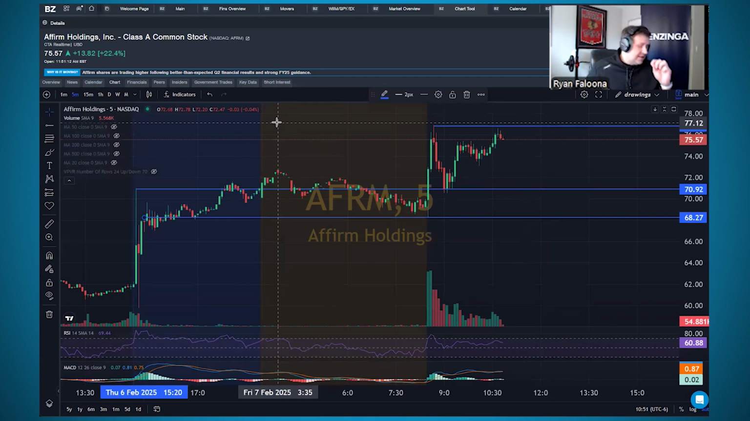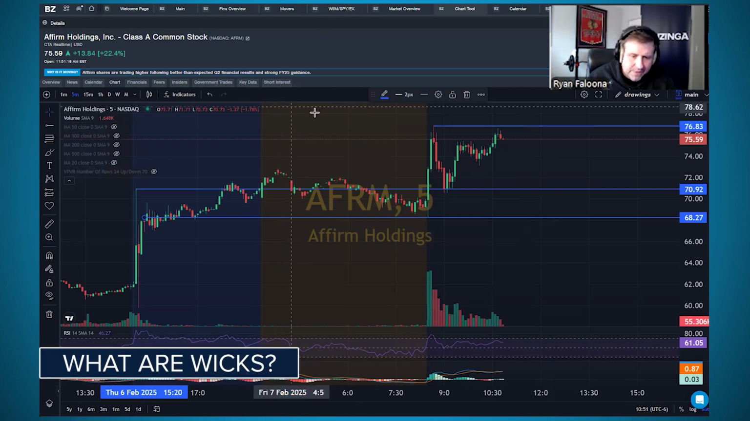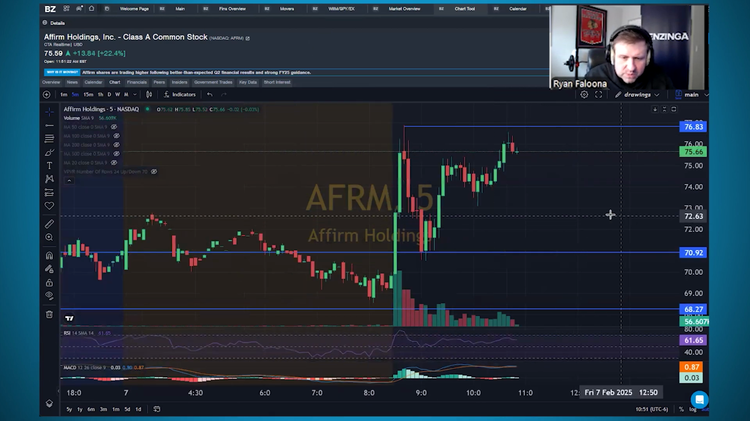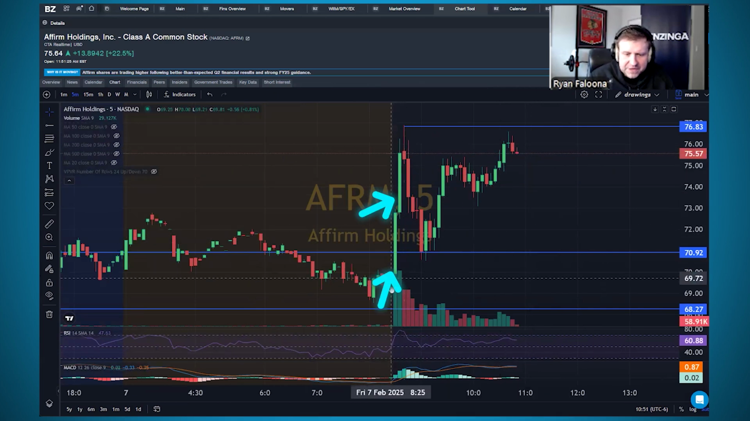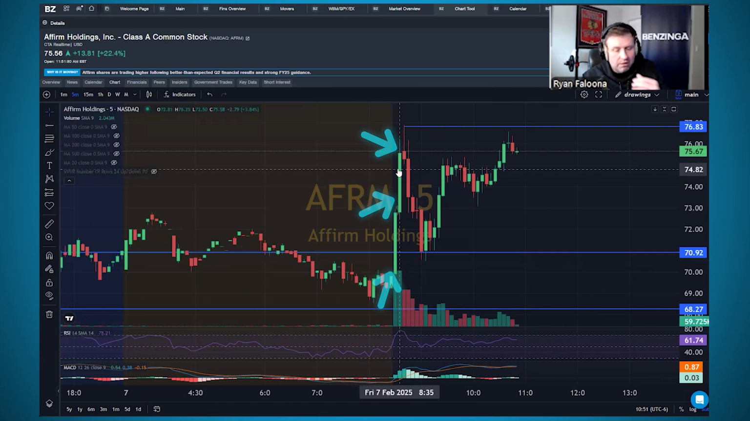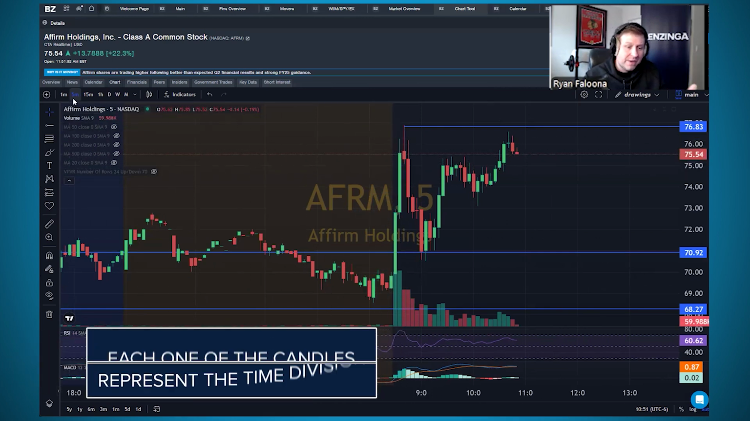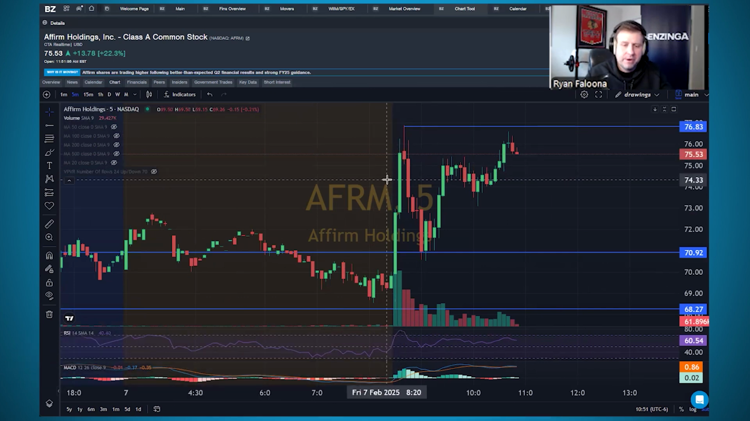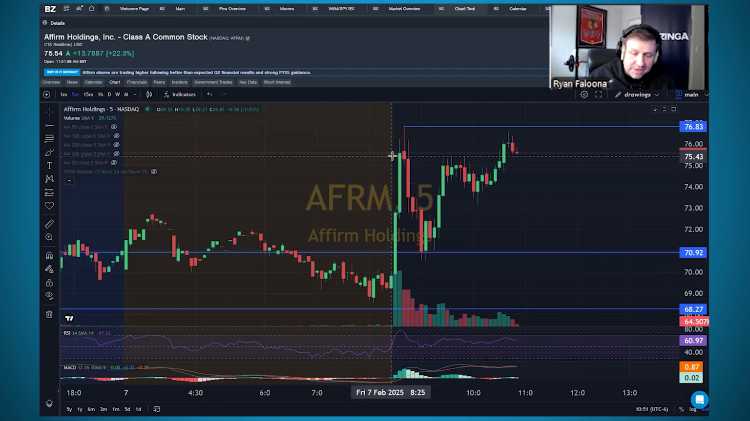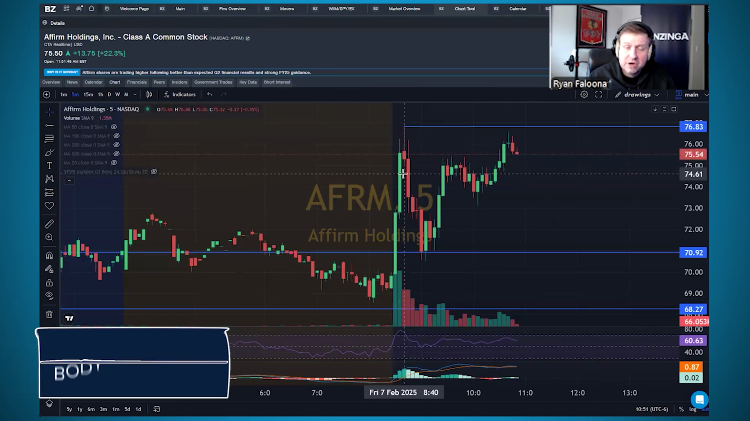The next thing, the second thing that we wanted to talk about, are wicks. What are wicks? Well, what we're using here is what's called a candlestick chart, and each one of these candles represents the time division that we have here. So we have a 5-minute chart, so each candle represents a 5-minute period. Now the candle has two parts. The thicker part here is called the body, and the thin part here is called the wick.